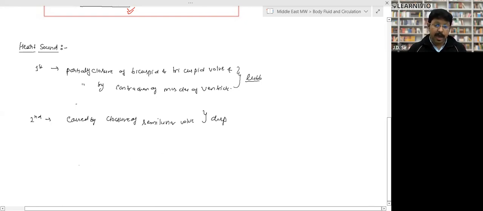Next, what I am going to tell you is called heart murmur. This is a question for your medical examination, and it may also come in your school examination if the question is tough. So what is called heart murmur? Please note it down.